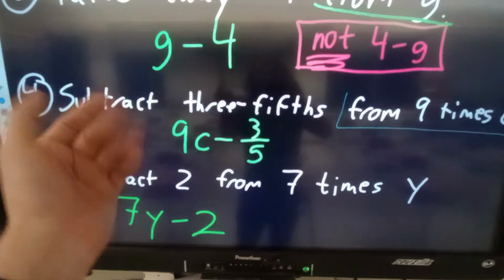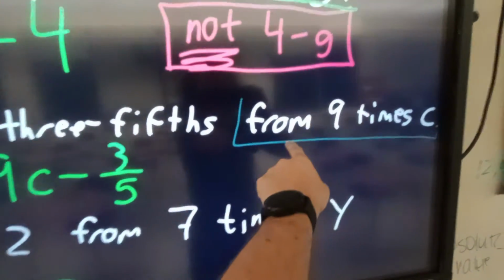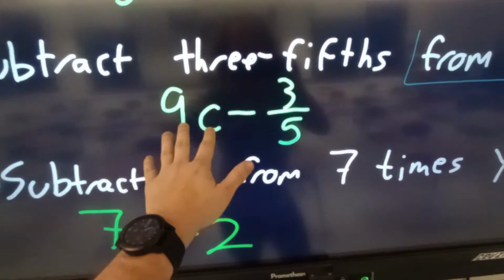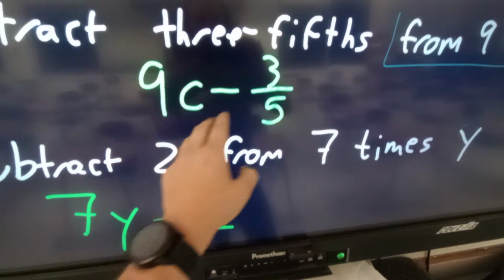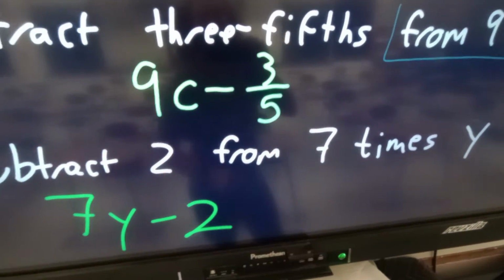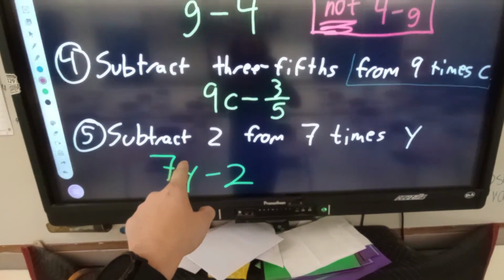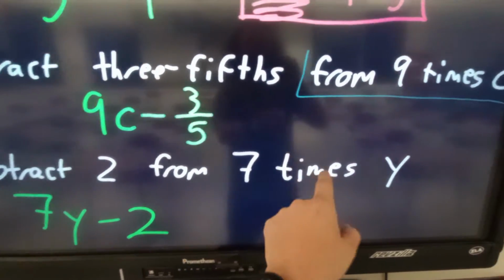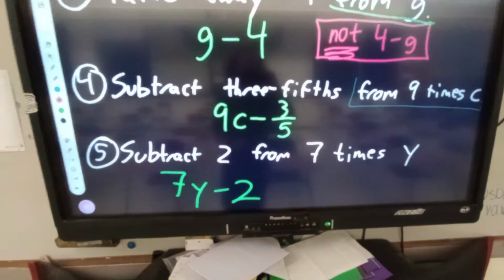So this one, kind of a similar thing. We are subtracting 3/5 from 9 times C. So that means 9 times C, or 9C, should have been the first thing. And we're taking away 3/5 from it. 3/5 should be the second thing. Same thing happens in number 5. Subtract 2 from 7 times Y. That's how this whole thing is going to work as well.